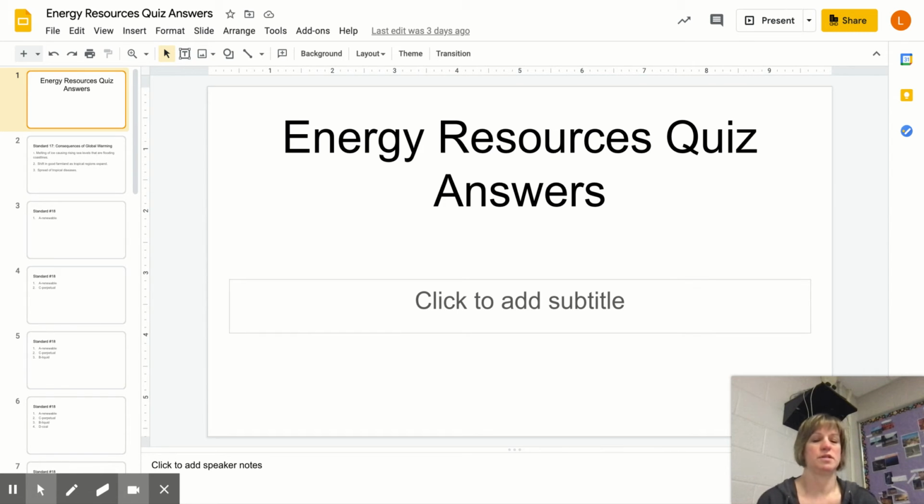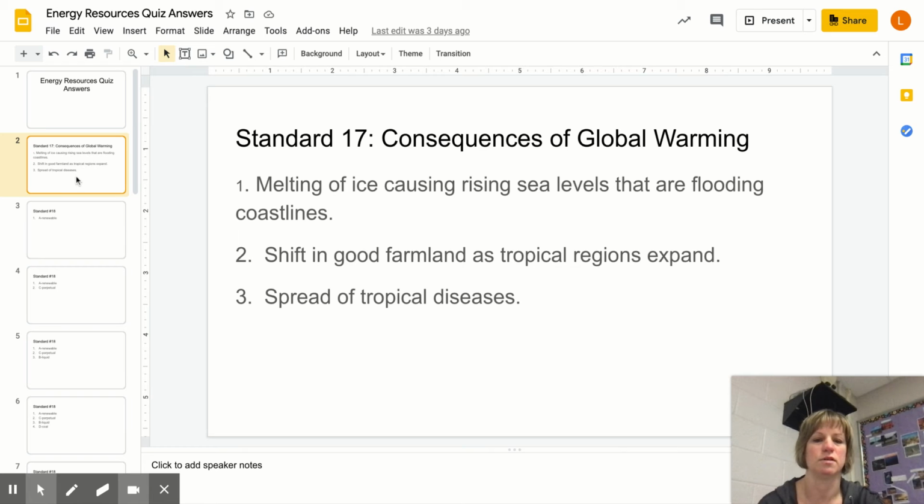Okay, so standard number 17 really just had one question, and that is about the consequences of global warming. What I typed here are the three that we sang about or rapped about. When it says looking for the polar ice caps to flow, people in coastal cities had better just go, that's referring to global warming causing rising sea levels and flooding coastlines because of melting ice. So you really do need to make that one thing, not two. Those are connected, the melting and the flooding.